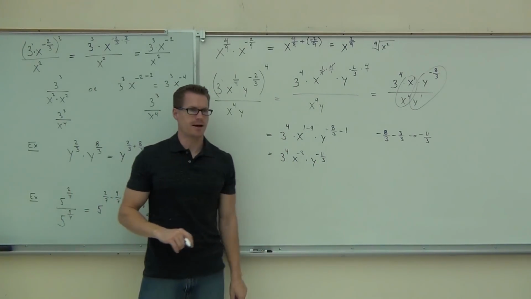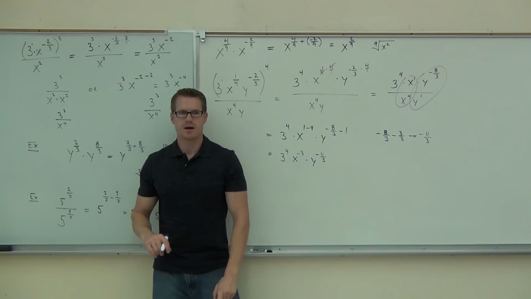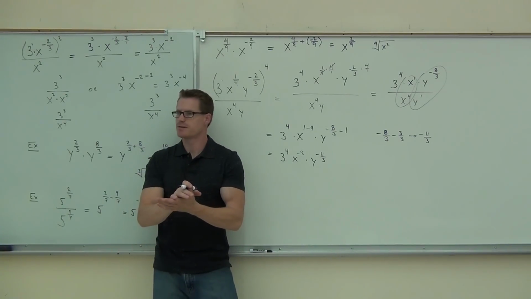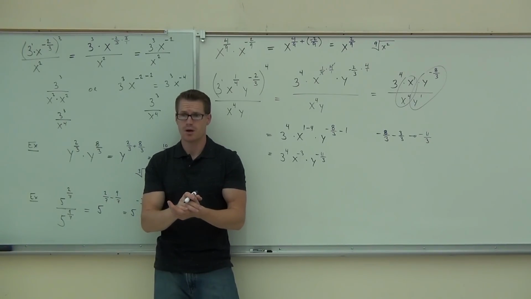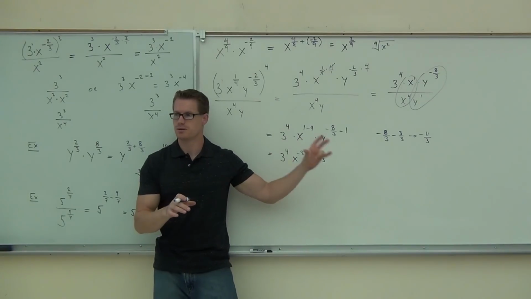Are we going to leave it like that? Nope, you said we dropped the negatives down. Yep. Rule number 7 says I'm not going to leave any negative exponents. Negative numbers? Sure. But negative exponents? No. So how many things do we need to move down to the denominator? 1, 2, or 3? 2.